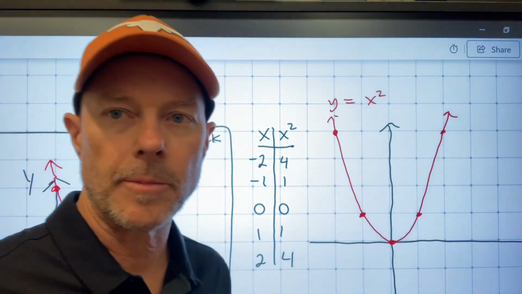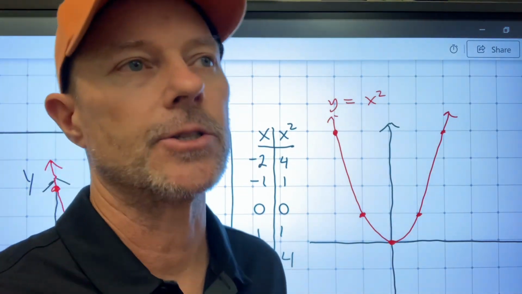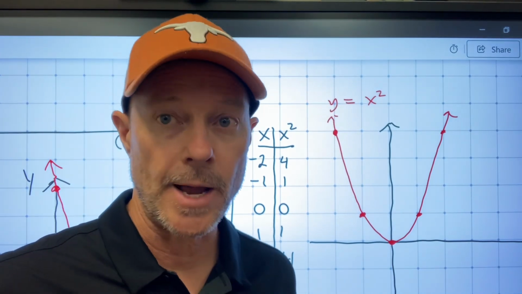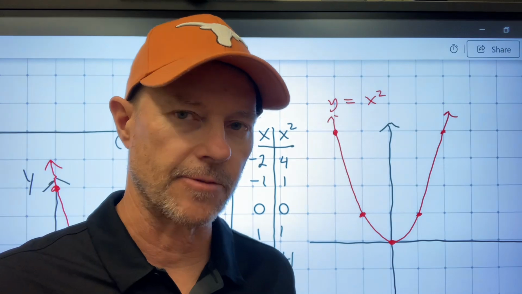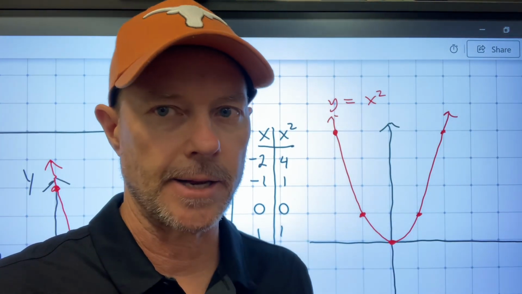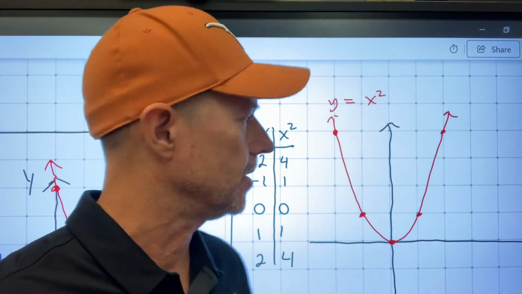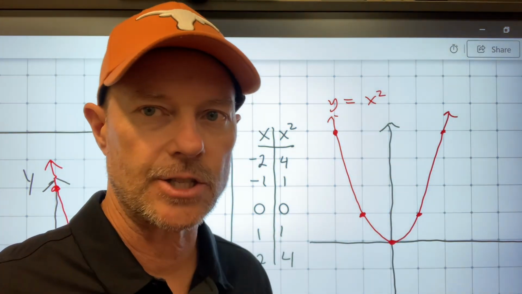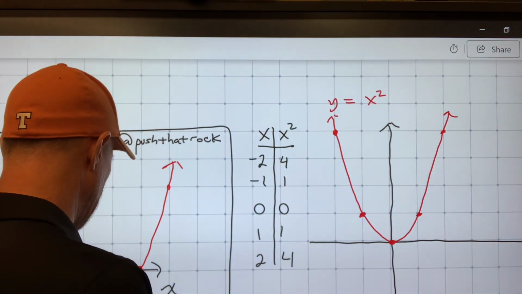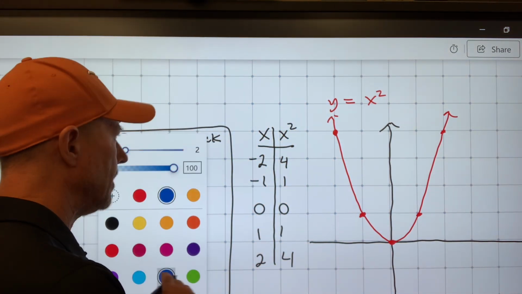But what I want to talk about is what's called transformations of the parent parabola. One thing you can do is translate them. Translate's a fancy word for shift it. Just slide it up, slide it down, slide it left, slide it right. Just move it in the plane. So it doesn't actually change shape, it just moves. One way to do that would be to say, maybe add 1.